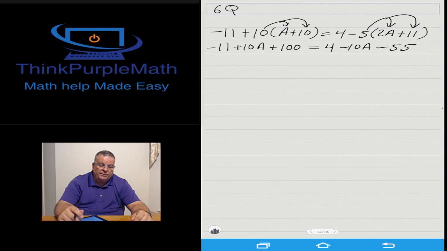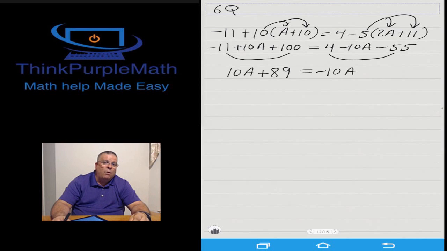So we've distributed. Now we're going to try to combine like terms. The negative 11 and 100 can be combined. That's the same as 100 minus 11, which would give us 89. I'm going to bring the negative 10a into the front. And I'm going to take 4 added to negative 55, or 4 minus 55, and I'm going to get negative 51. So that's our third step. We kind of worked it down.